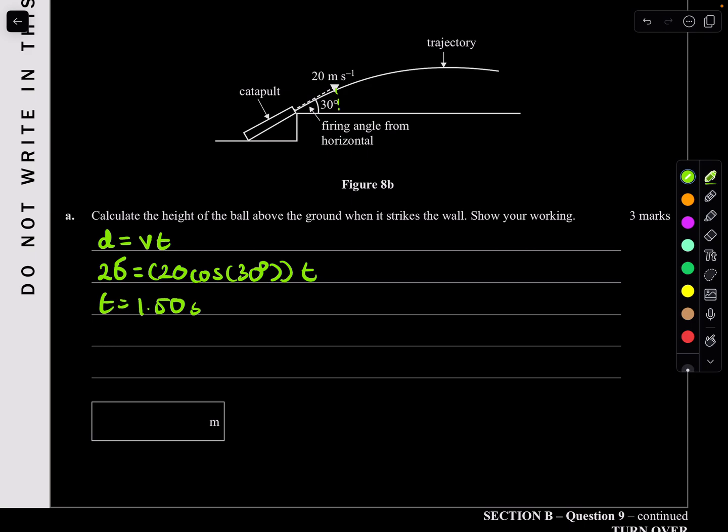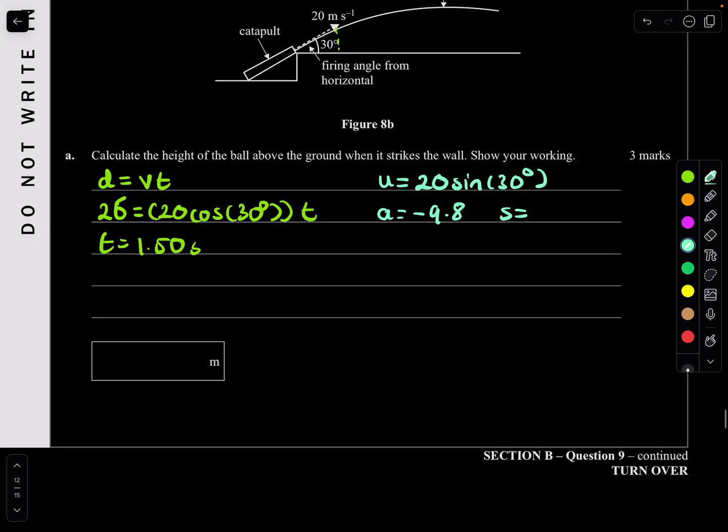Now we're going to use our vertical components. So we know initial vertical component is what? That's your initial velocity is going to be 20 sine 30. We know acceleration due to gravity in the vertical direction is negative 9.8. What we're trying to calculate is s, the displacement in the vertical direction, and that's going to give us our height. So, yep. And we also know the time it takes, which was 1.50 seconds. So, what formula should we use here? Of course, this should come in your mind. So, s equals ut plus half at squared.